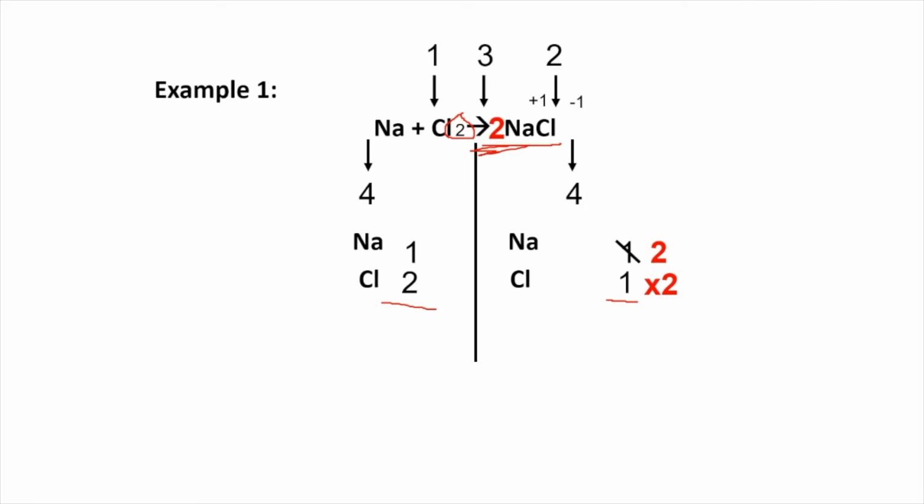On our reactant side, we now need to times sodium by 2. So on our reactant side, we have 2 sodium molecules that react with 2 chlorine molecules, and we have the product of 2 sodium and 2 chlorine molecules.